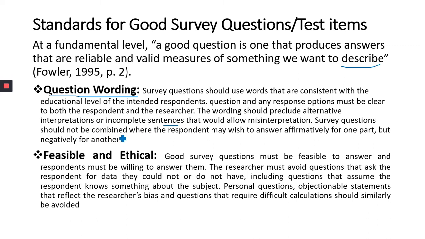Survey questions should not be combined where the respondents may wish to answer affirmatively for one part but negatively for another. You see, you don't need to put questions such as: given that Hove is a good lecturer? Right? That is one part. Is Hove a good lecturer?